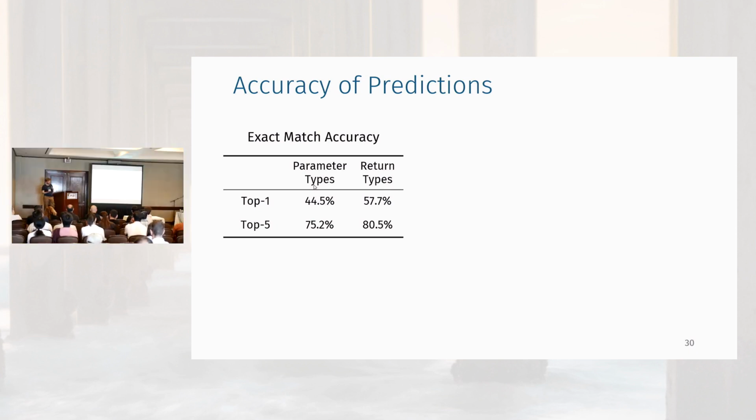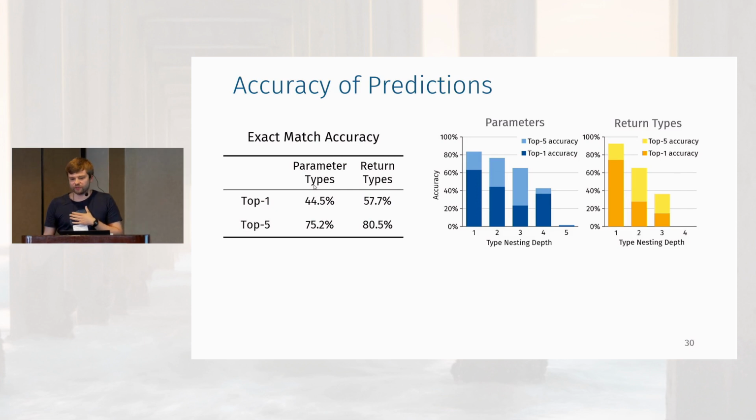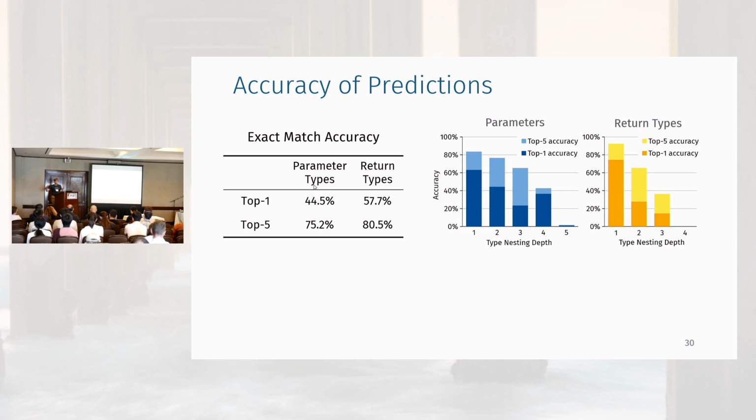And we also evaluated how that is influenced by the complexity of the type, so to speak. So for types that are deeper nested, a pointer to some array, how likely is the model to get this particular type right? And what you see here on the right is this for parameters and return types, that obviously when the type gets more complex, then accuracy goes a bit down, but on average, it's still the numbers that you see on the left.